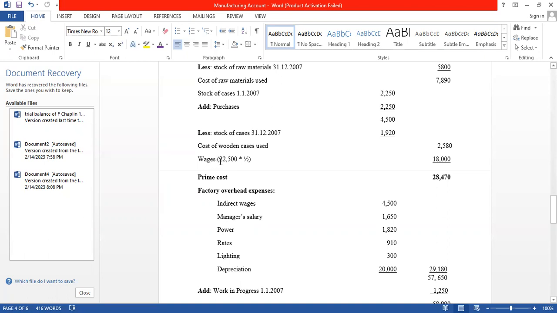Also, since we're including our wages, $22,500 times a half. So you put that into your calculator. $22,500 times a half. How much do you get? So your answer should be $18,000. Let's see where we got this $22,500 though.